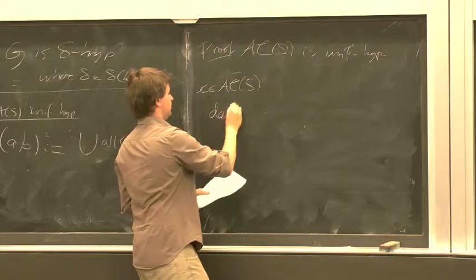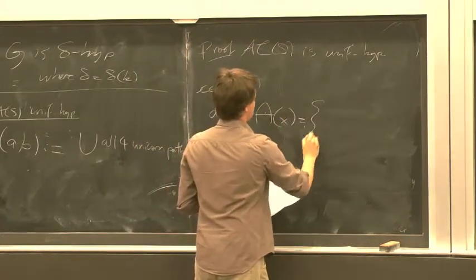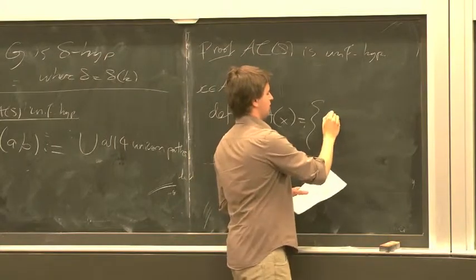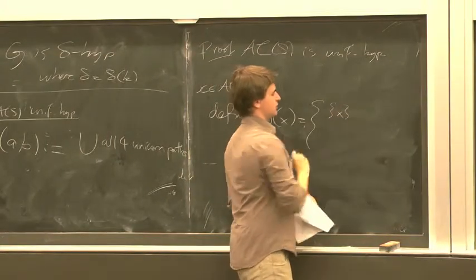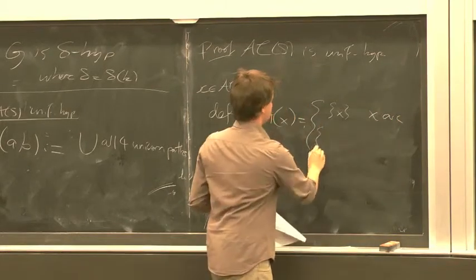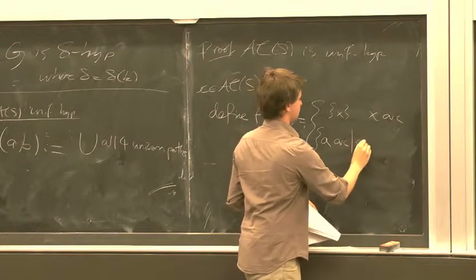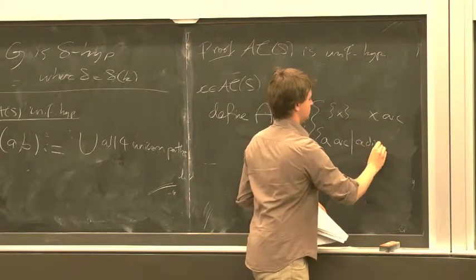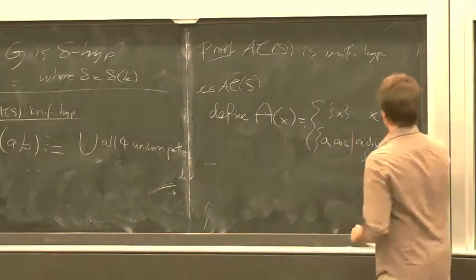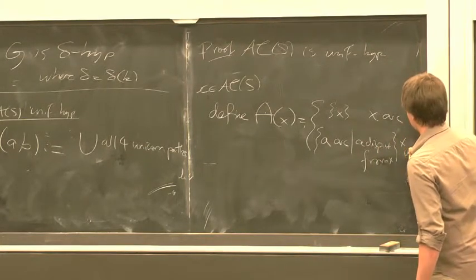Then define A of x to be just the set {x} if x is an arc, or the set of arcs A such that A is disjoint from x if x is a curve.